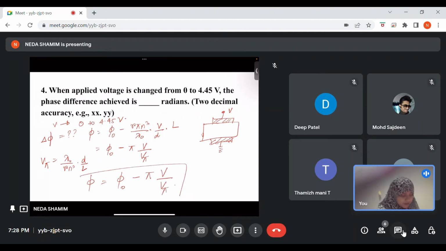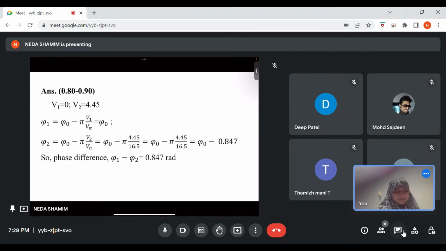Okay. Now let's see what are we going to do after we got this. So I have my V1 as 0 volts and V2 as 4.5 volts. So let's say phi 1 is equal to phi 0 minus pi V1 by V pi. I hope everyone understood how we got this formula. All good till now? Okay, I'll assume that all of you understood.